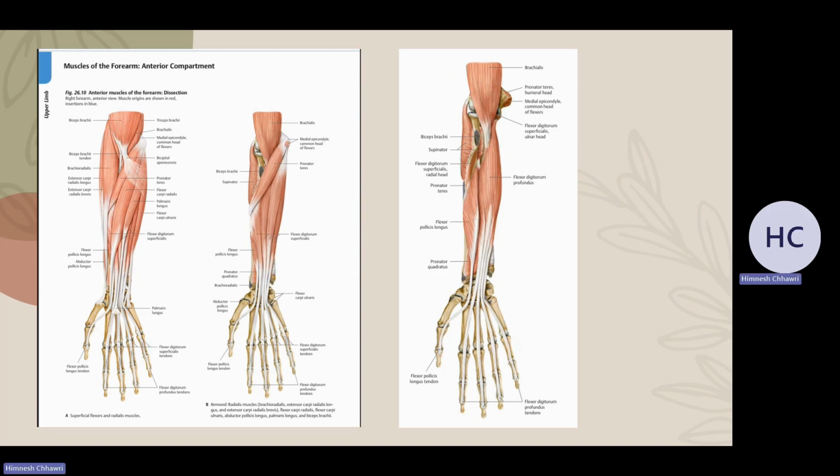Since it has ulnaris in its name, it's on the ulnar side, it will have an ulnar head. Two heads: the humeral head, which is from the medial epicondyle. All these muscles have a humeral head from the medial epicondyle. And the ulnar head originates from the olecranon and inserts into the pisiform, hook of hamate, and base of the fifth metacarpal.